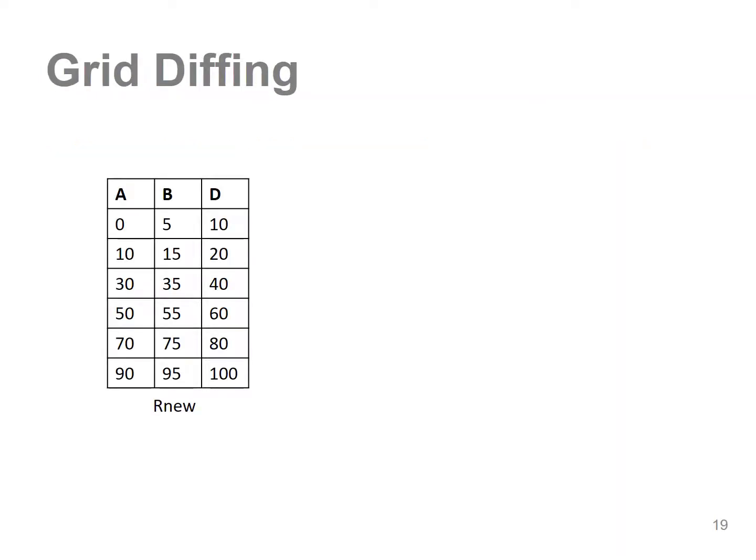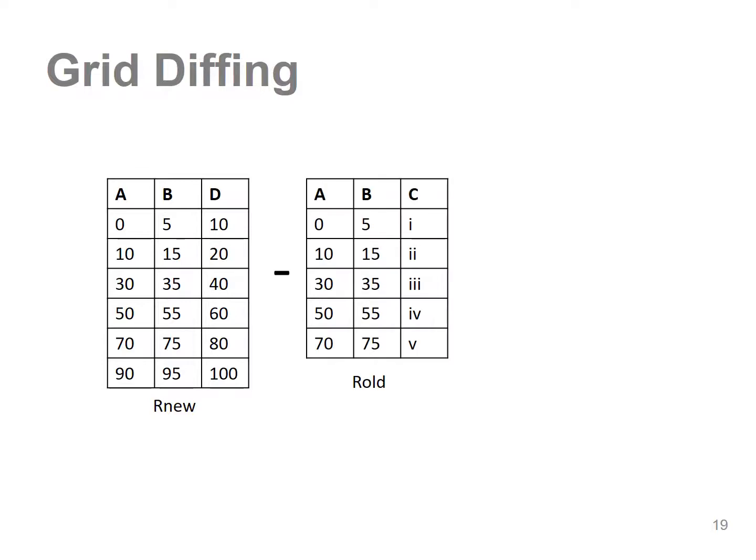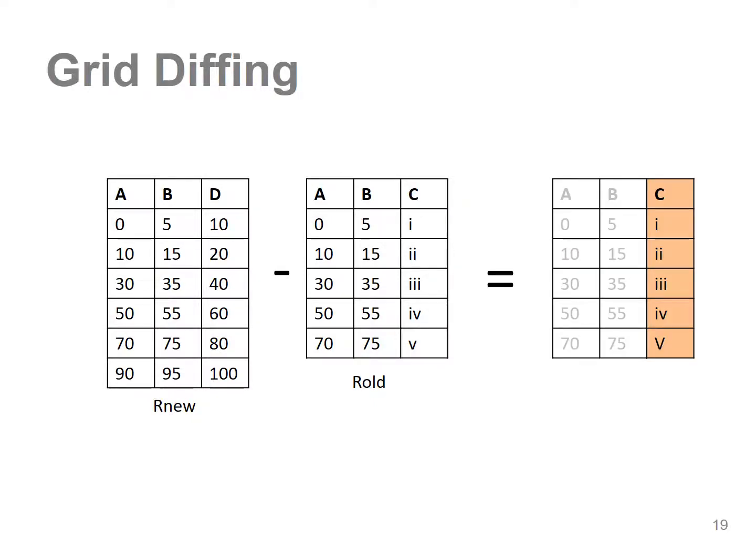So what do we mean by naive grid diffing? For instance, if we consider the new result set R new, which is a result of transformation from the original result set R old, we can just take a diff of these two tables to see the column C needs to be deleted, and there's insertion of a new column D, and finally we have a new row in the old result set, giving us the final result set R new.